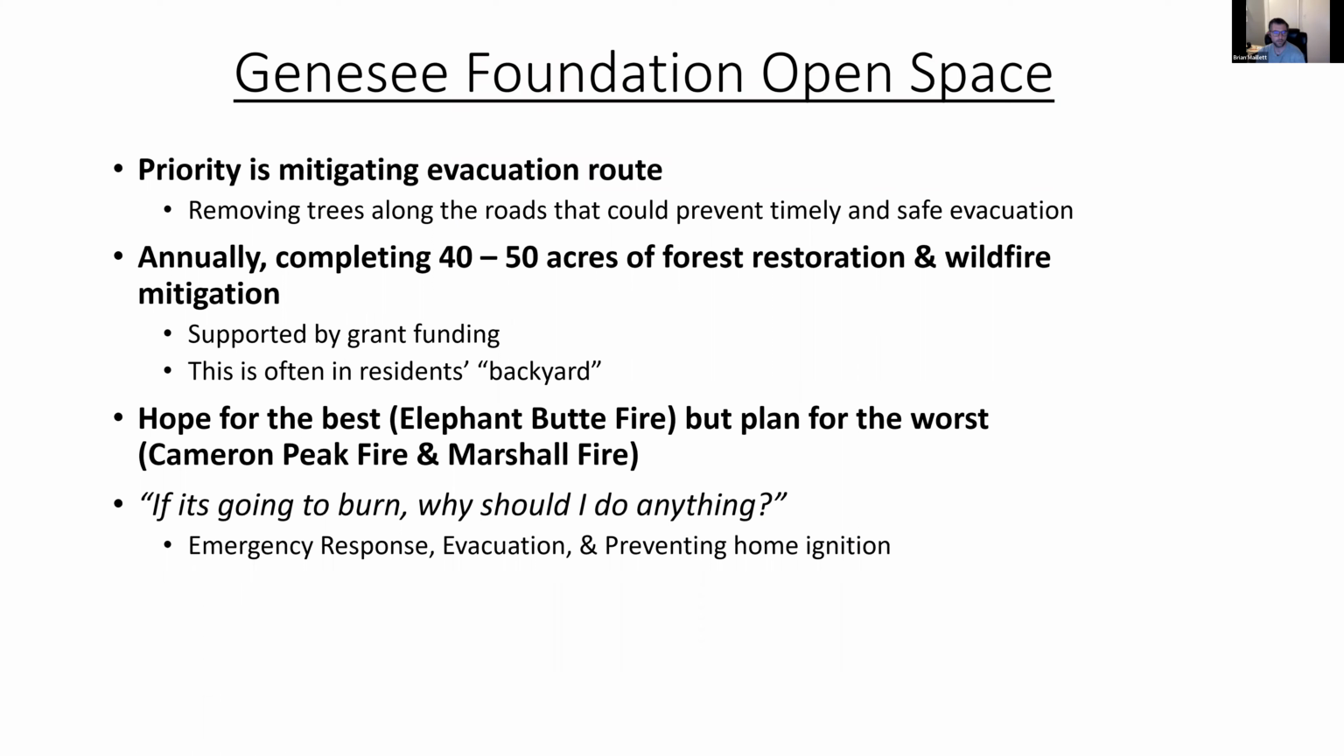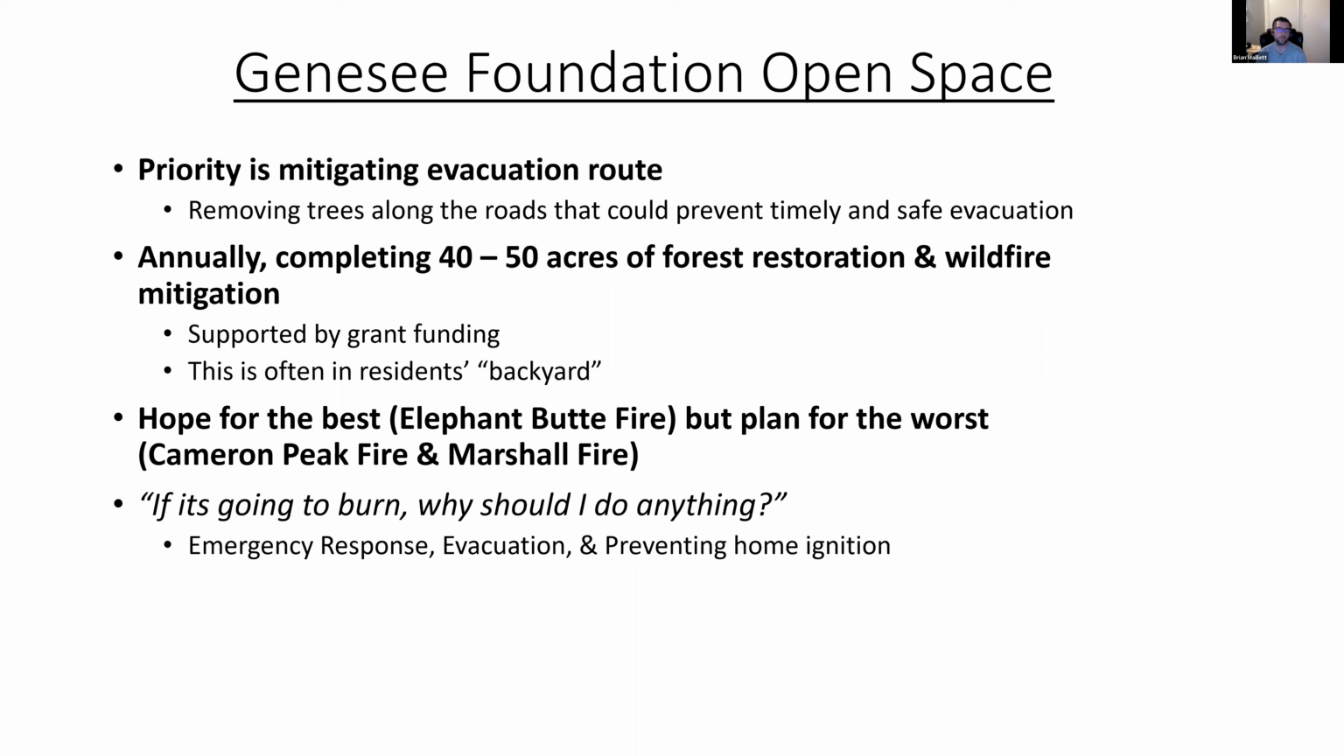So yeah, our priority is mitigating our evacuation route. A lot of that work will be happening in Plan Unit B and A. That's the northeastern part of Genesee, basically, as you all know, where everybody has to exit in order to get out of Genesee. And then we also are annually completing 40 to 50 acres of forest restoration and wildfire mitigation. Like I mentioned, a lot of this is grant funded, and this often is in your backyard, your open space.